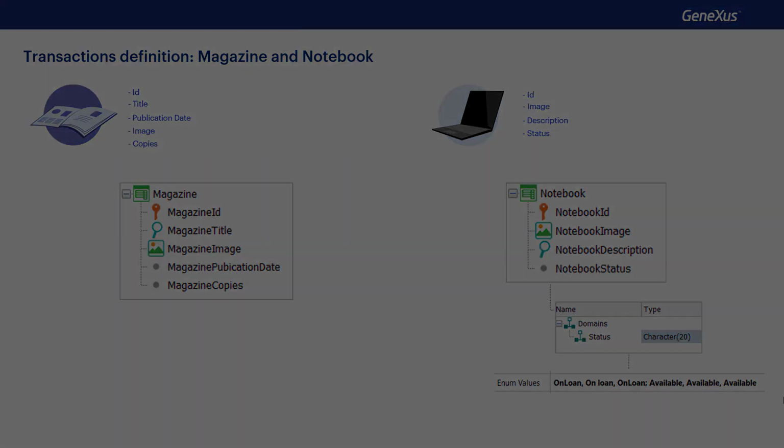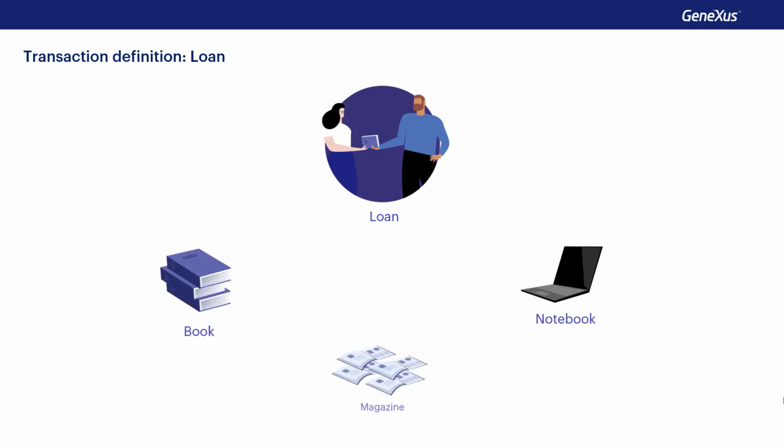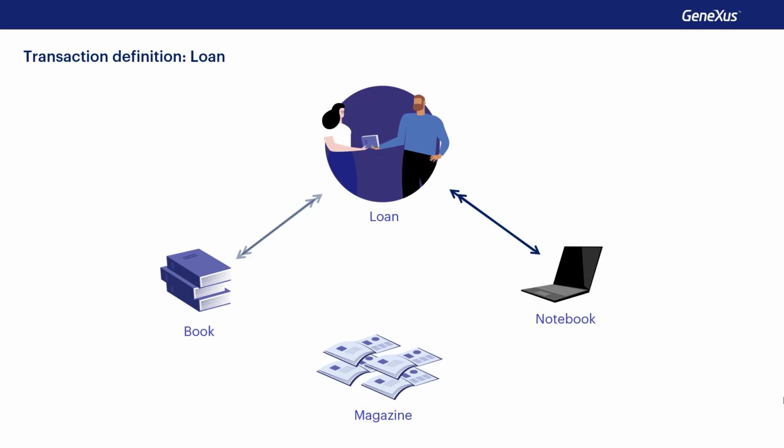Now let's analyze the concept of loan, which is essential in this reality. The library allows a member to borrow a notebook, 3 books, and 4 magazines for 15 days. We then have a one-to-N relationship between the entities loan and notebook, and an N-to-N relationship between loan and book, and between loan and magazine. How can we model it?